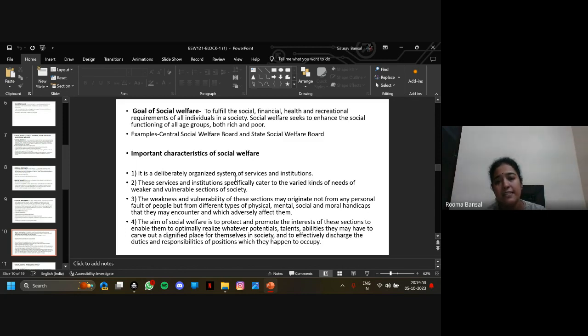There is an agency called Asha Kiran situated in Chandigarh. They provide n number of services to weaker people who cannot pursue their education, people who cannot pursue vocational training. So they provide these services to them free of cost. The aim of social welfare is to protect and promote the interest of these sections to enable them to optimally realize whatever potentials, talents, ability they may have to carve out a dignified place for themselves in society.